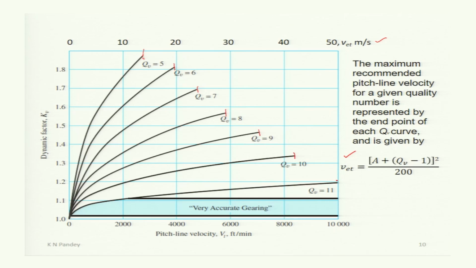Or you can say that this formula gives us the maximum pitch line velocity which can be applied for a particular quality value. So, if the quality value or the quality number is 11, then the pitch line velocity may be up to 50 meter per second, but if the quality value is 5, then you can have only 14 or 13 meter per second. For lesser velocity, you can use it.